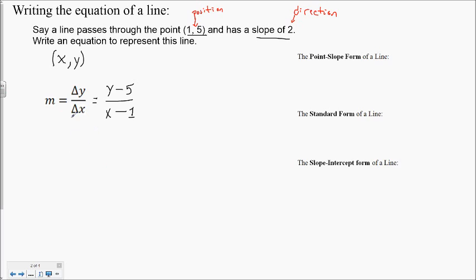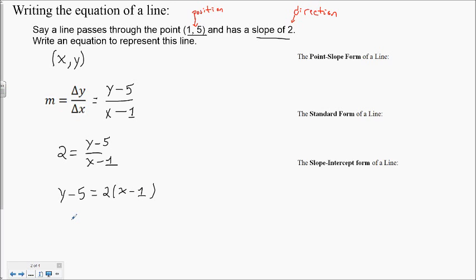Okay. And I actually know the value of my slope. My slope is 2. So I can say that 2 is equal to y minus 5 over x minus 1. If I cross multiply, I end up with y minus 5 is equivalent to 2 times the value x minus 1.